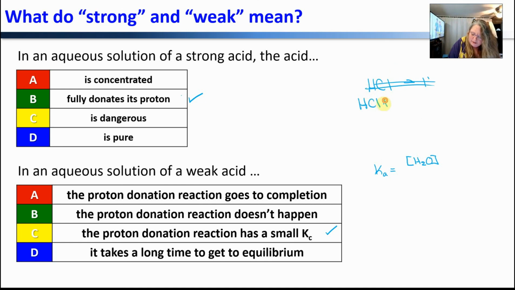HCl, my brain cannot decide what it wants to do. H2O is going to give me my Cl ions plus my hydronium, H3O plus. That's a strong acid, so I'm going to have a lot of product and very little reactant. What if I did something like HC, there we go, something like that.